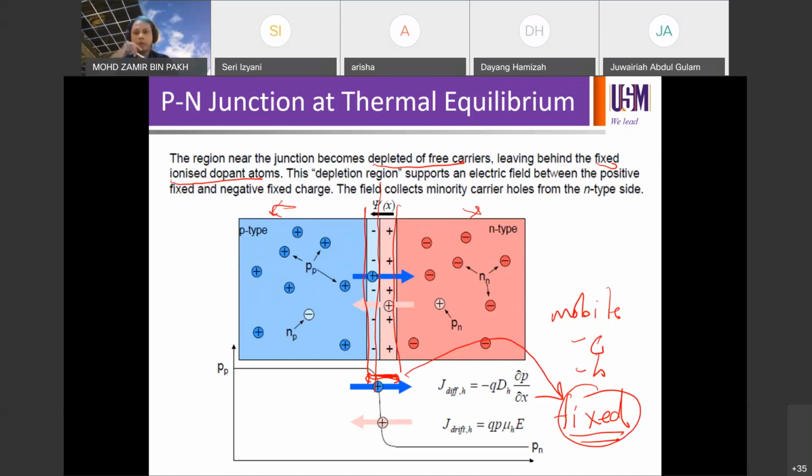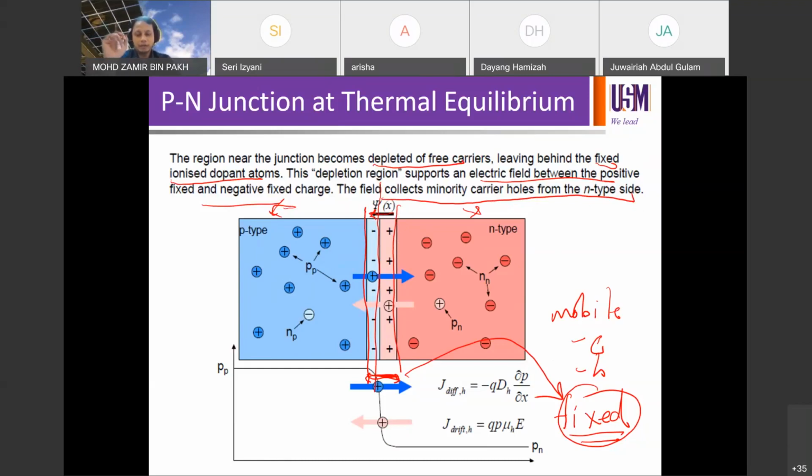This depletion region supports an electric field between the positive and the negative fixed charge. So we're going to have an electric field set up across the fixed atoms in the depletion region. You have an electric field across the fixed ionized dopant region, but you don't have any electric field in the neutral region to the left and to the right. The field collects minority carrier holes from the N side. What happens next is when you have the fixed charges set up across the junction.